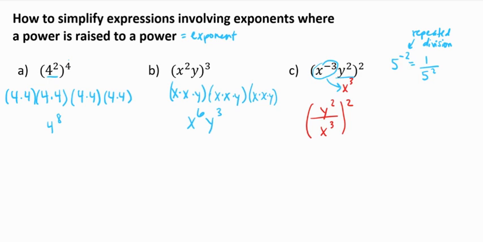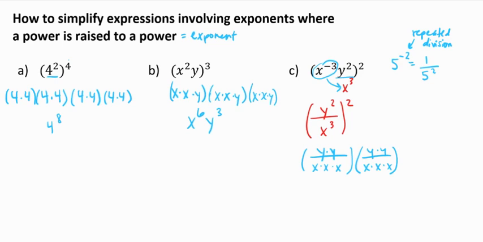So now I can still expand like I was before. So on top I have y squared, so that's y times y. And then on the bottom, x cubed or x to the 3rd is x times x times x. So I'm still doing the same thing, I'm just expanding. The only difference is now that we have a fraction. And I need to do this 2 different times. Okay, so let me repeat this over again. So y times y, and then x times x times x.